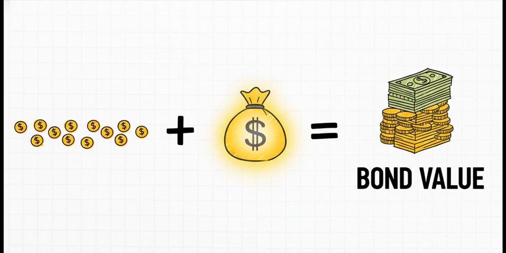Rule number 2. Do not forget the par value. It's so easy to just focus on that string of coupons and completely forget about the big $1,000 repayment at the end. A bond's value is the sum of the present value of both of those cash flows.